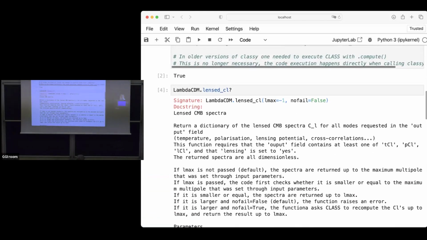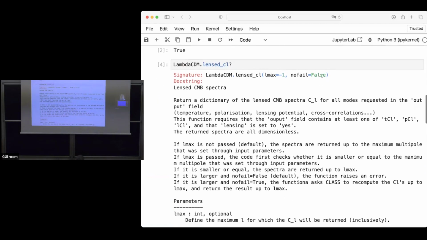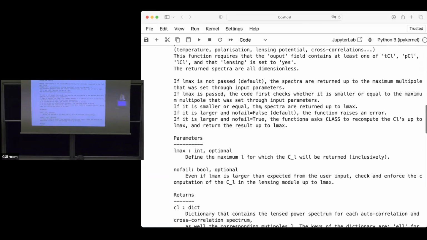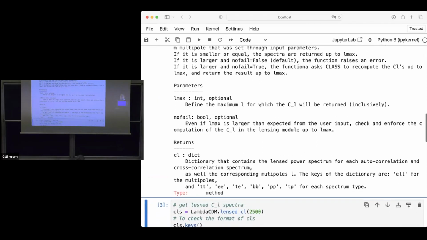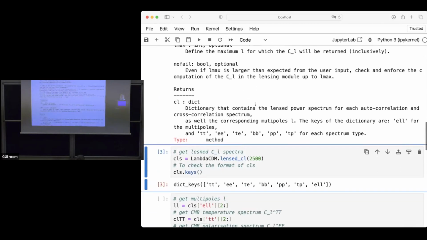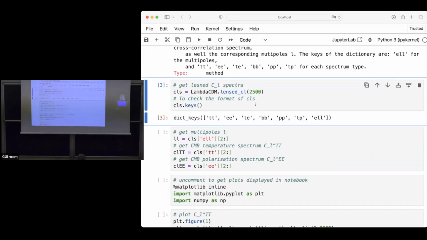Since we worked on this summer, I can guarantee that for any existing function, you will get a nice documentation with explanation of all the parameters, of the input format, output format, units, etc. It's quite detailed. And you see, for instance, what would be the name of the possible keys here. Anyway, we have now our CL stored there, and we want to plot them.